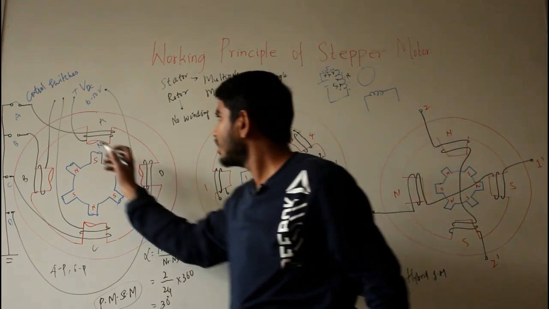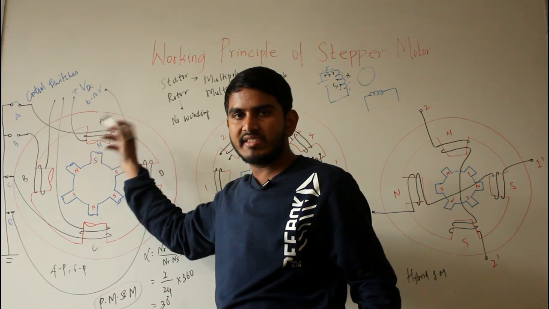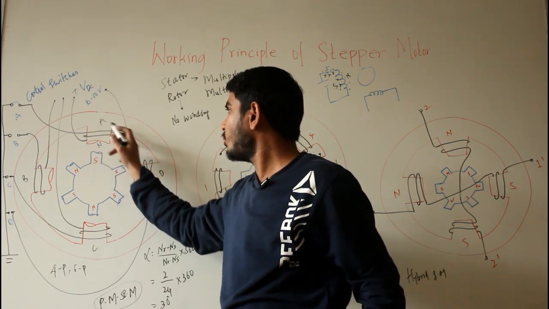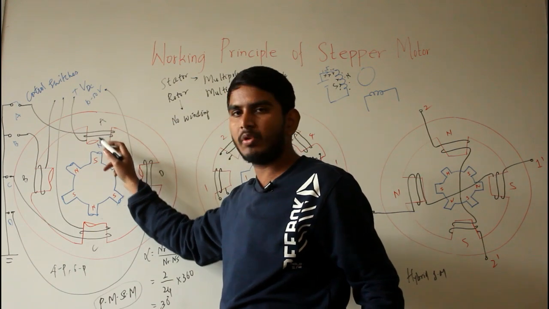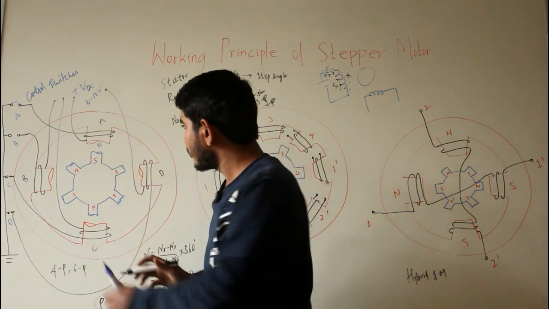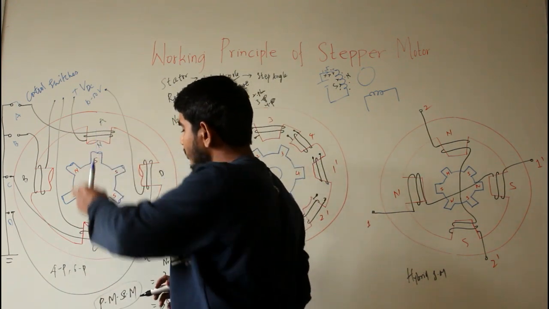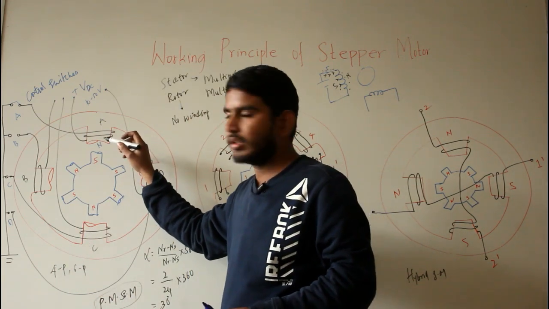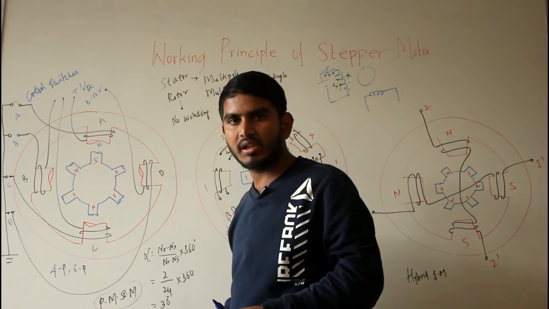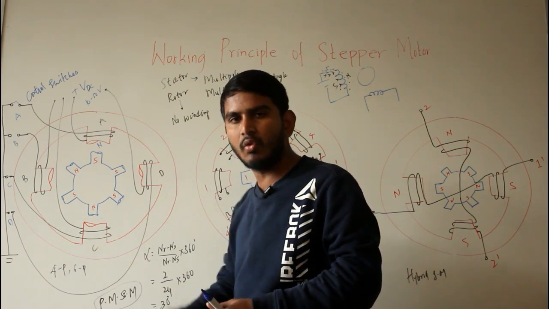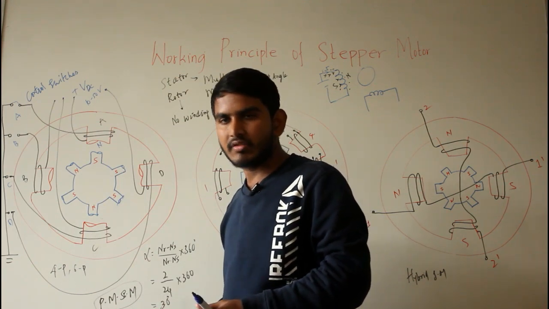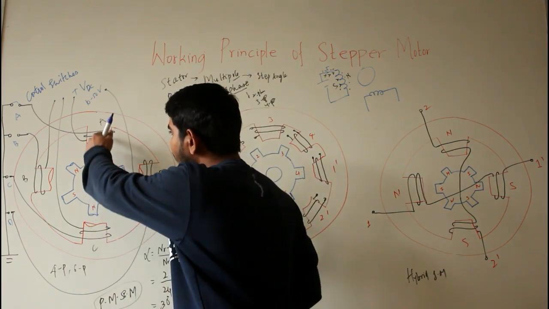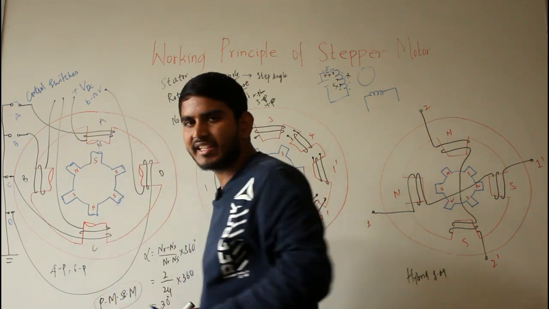So similarly here, the windings are wound in such a way that this magnetic pole will behave as a north pole. So similarly, now when you have the north pole here, this north pole will attract your south pole. So the rotor will move to a position so that the nearest south pole of the rotor will be aligned with the north pole of the stator.